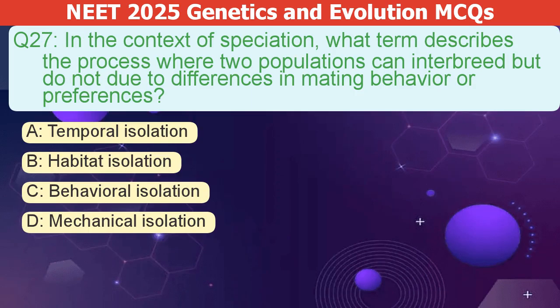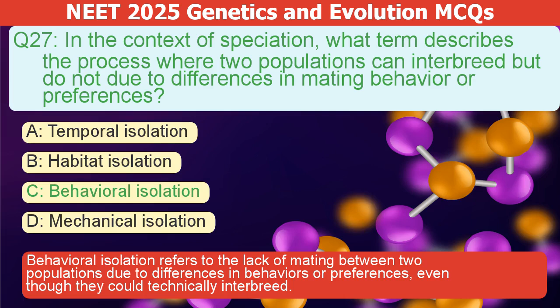In the context of speciation, what term describes the process where two populations can interbreed, but don't, due to differences in mating behavior or preferences? A. Temporal isolation. B. Habitat isolation. C. Behavioral isolation. D. Mechanical isolation. The correct answer is C. Behavioral isolation refers to a lack of mating between two populations due to differences in behaviors or preferences, even if they could technically interbreed.